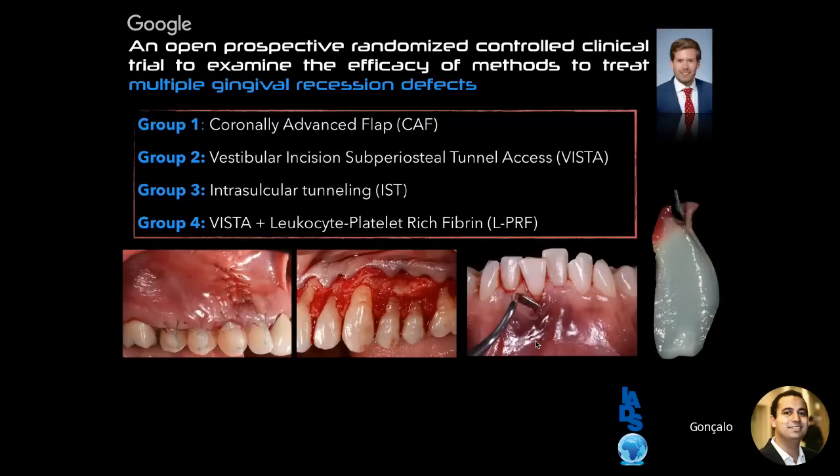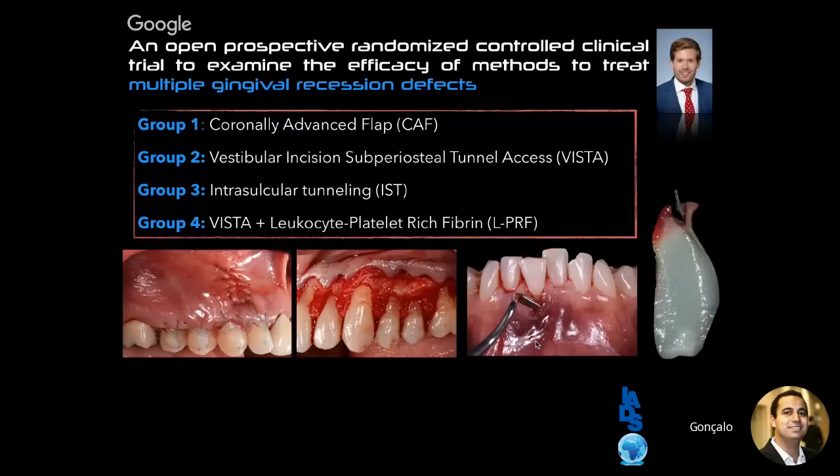And also, this is my master's thesis project. I'm doing a randomized controlled clinical trial. I think it's going to be a very good and interesting study. What I'm doing in my randomized controlled clinical trial is basically comparing 4 different techniques for the treatment of multiple gingival recessions. So we're going to have the coronally advanced flap, which is probably the most widely used one. And then we're going to have VISTA, we're going to have intrasulcular tunneling, and we're going to have a group where we treat with VISTA and PRF. PRF is a platelet concentrate that has been used in the last few years in many fields like oral surgery, for extraction sockets, for sinus lifts, and also for soft tissue grafts.